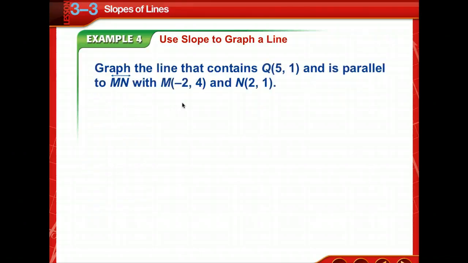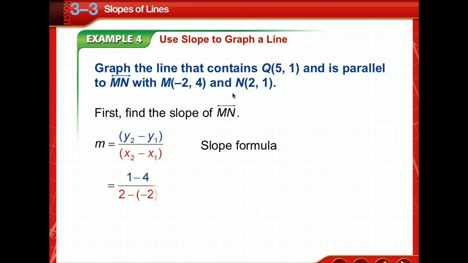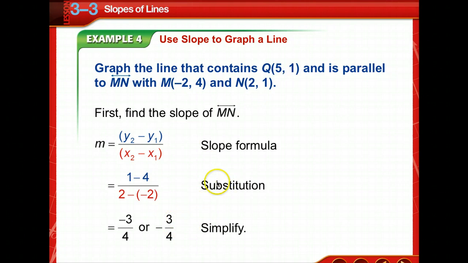Now we're going to use slope to graph a line. They want us to graph a line that goes through this point 5, 1, and that's parallel to line MN. So the first thing you need to do is find out what that slope is. We're going to use the slope formula, substitute in the 2 points. So the slope for MN is -3/4. So we need a line that has a slope of -3/4 that goes through 5, 1.